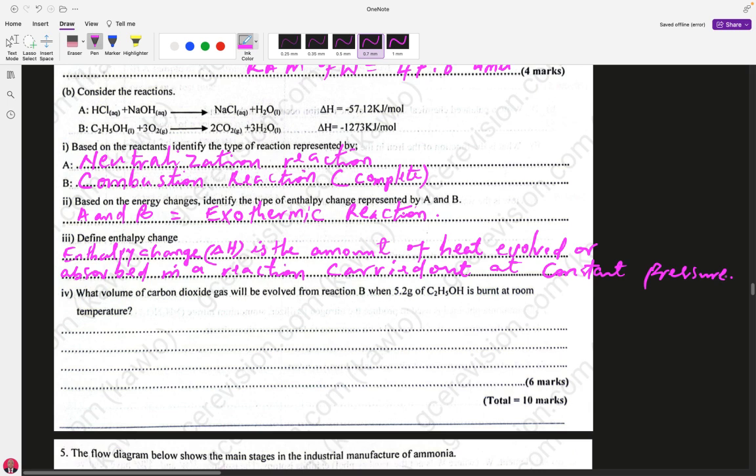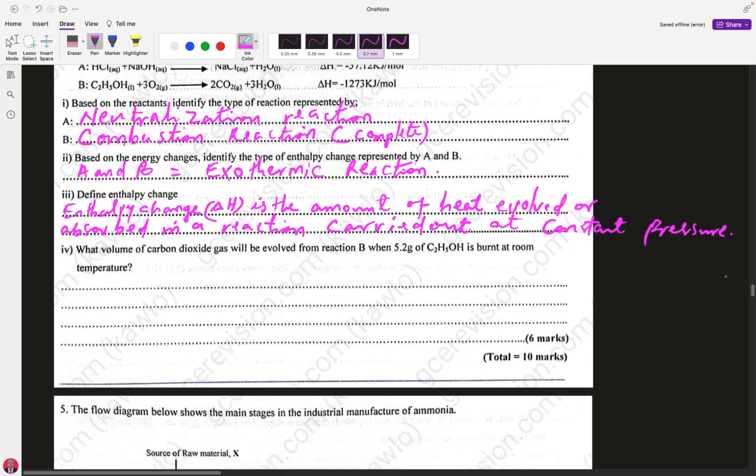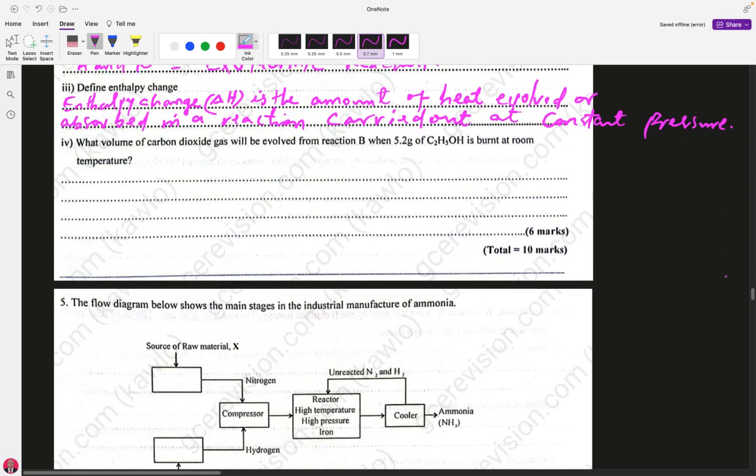Okay, let's go to the fourth part of the question. What volume of carbon dioxide will be evolved from reaction B when 5.2 grams of ethanol is burnt at room temperature? Okay, room temperature, RTP. Now, at room temperature, you now see the calculation we are going to do.